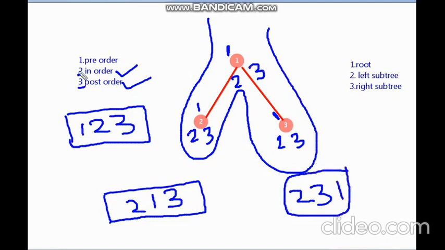So in pre-order, the root node is the first element, in in-order the root node is the middle element, and in post-order the root element is at the end. Okay, so this is a simple process to write the pre-order, in-order, post-order of the given tree. Let us see more examples.